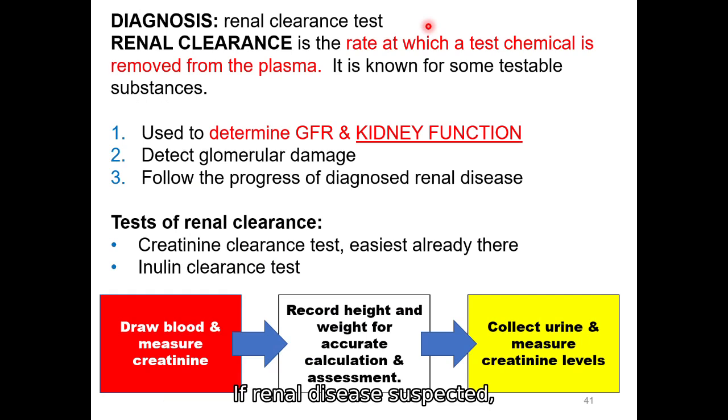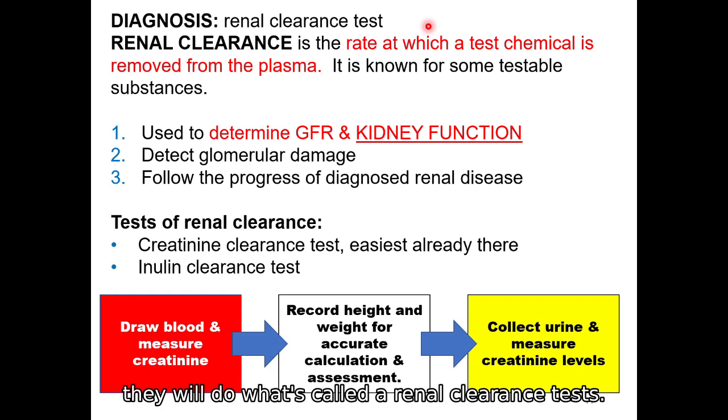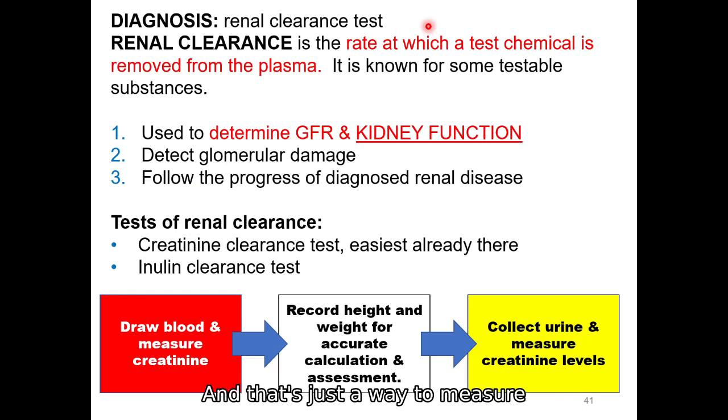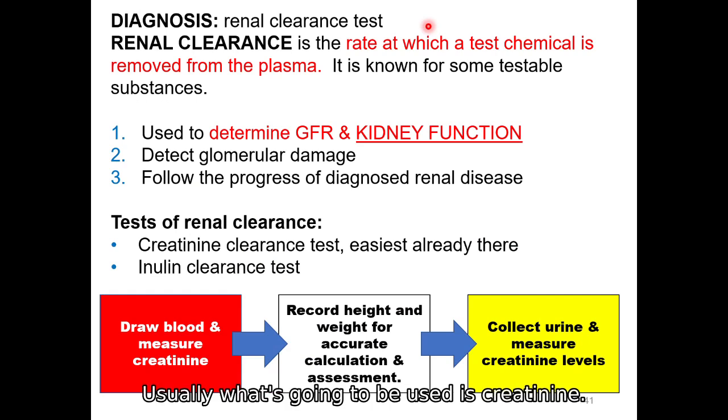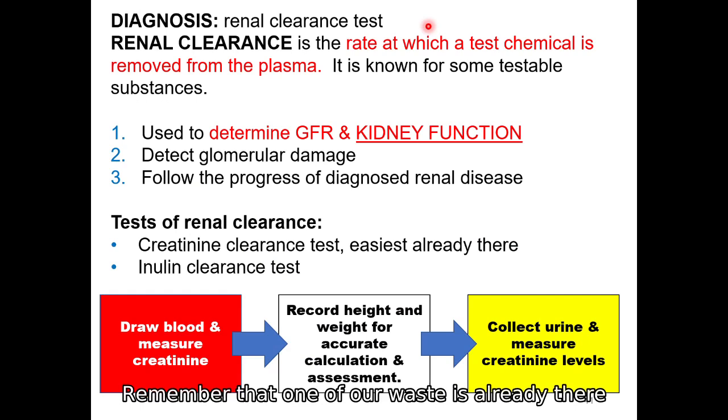If renal disease is suspected, they will do what's called a renal clearance test, and that's just a way to measure glomerular filtration rate and the functioning of the kidneys. Also, if it's not there, it's usually going to be the glomerulus that has some sort of damage, and to follow the progression of disease. Usually what's going to be used is creatinine. Remember, that's one of our wastes.